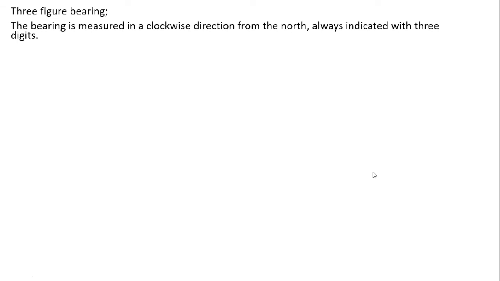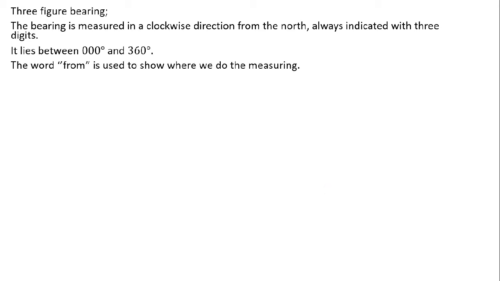We go to three-figure bearings. The bearing is measured in a clockwise direction from the north, always indicated with 3 digits. It lies between 000 degrees and 360 degrees. It covers a complete revolution of 360 degrees. The word from is used to show where we do the measuring. So when they say from, it is showing you where the measuring is done.